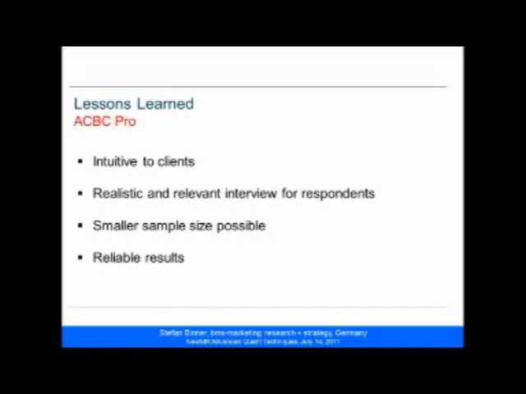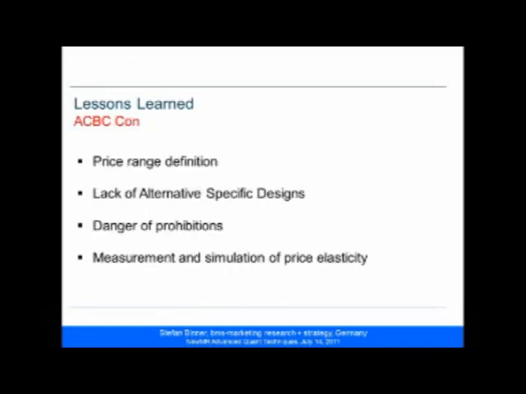So that is a big difference. We think you can have a smaller sample size. There are some people who say you can maybe go down to 20 or 30 interviews. I'm not sure about that, but you can work with a smaller sample size and you will receive reliable results. On the other hand, what is the negative area? I'm not comfortable with this price range definition. I think for pricing studies, ACBC is not the right tool.